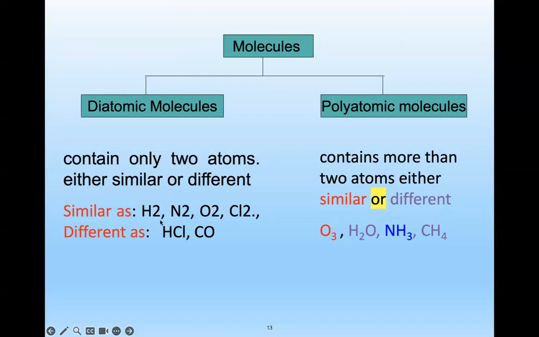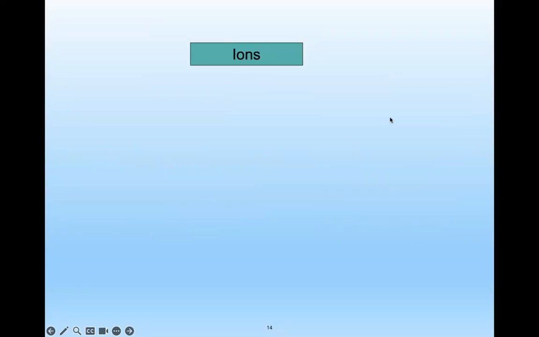If you look here, hydrogen, nitrogen, oxygen, chlorine all contain 2 atoms, right? When it is 2 atoms, it is a diatomic molecule. What about here? O3, H2O, NH3, CH4 have more than 2. Can we say diatomic? No, because it's more than 2. Then we call them polyatomic molecules. I hope it's clear for you.